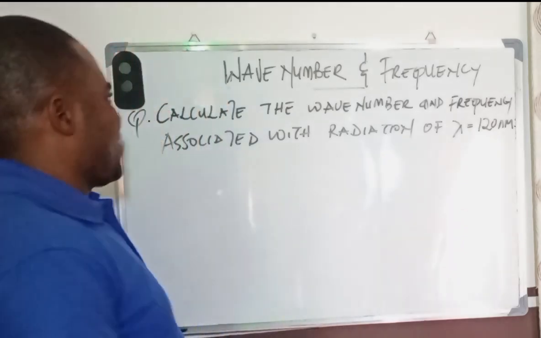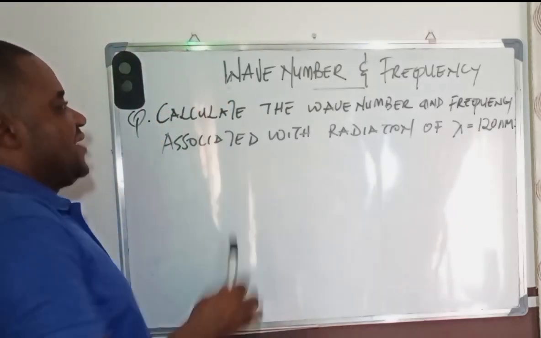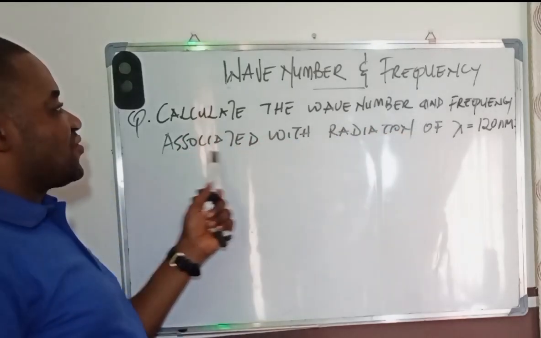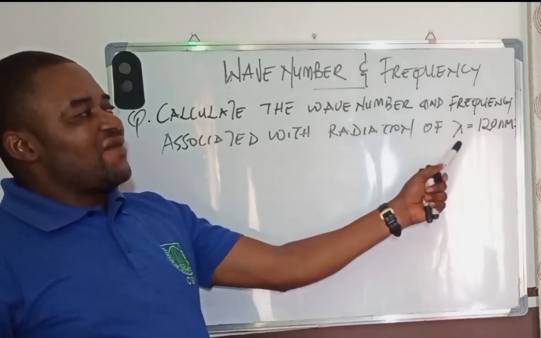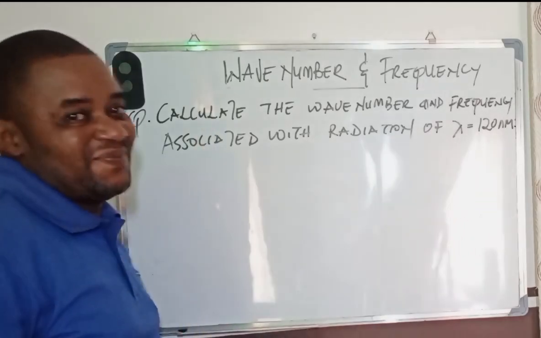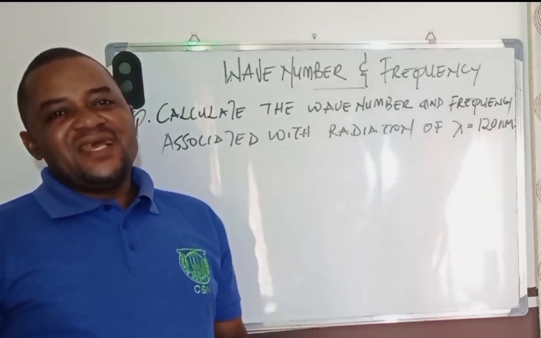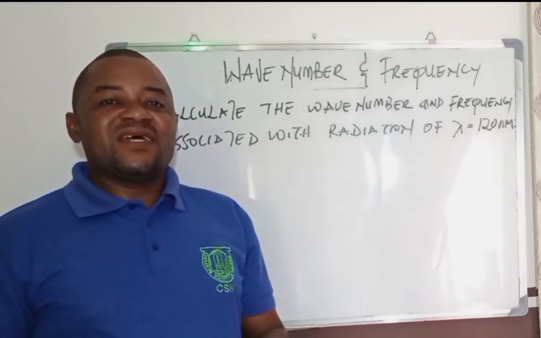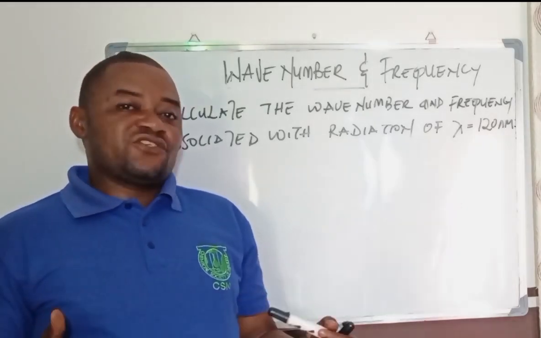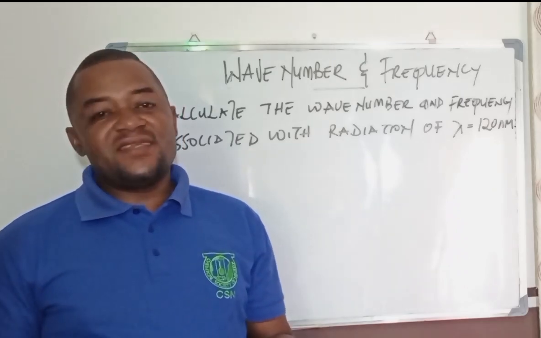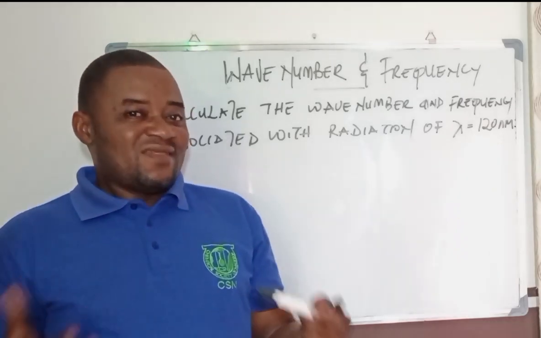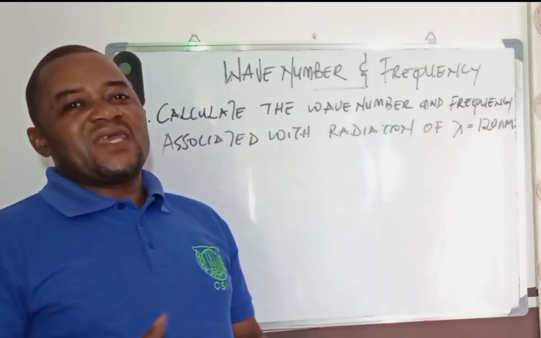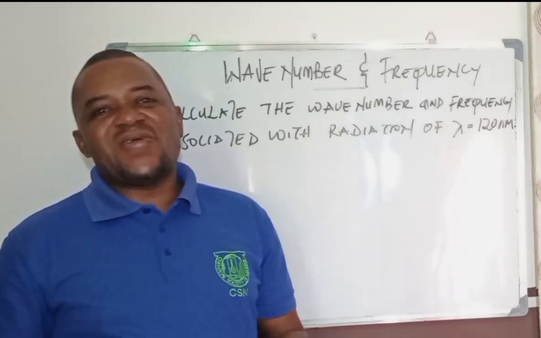Now, here we have a question. It says calculate the wave number and frequency associated with radiation of a wavelength of 120 nm. As simple as it is, a lot of us will be wondering, how do we go about this? If you can remember our previous classes, where we discussed determination of the radiant energy in UV-Vis spectroscopy, this will not be an issue. But never mind, I'm going to take us through how we can do this, referring to what we had done earlier.